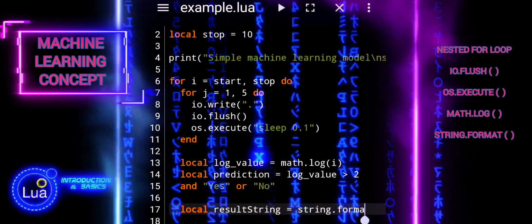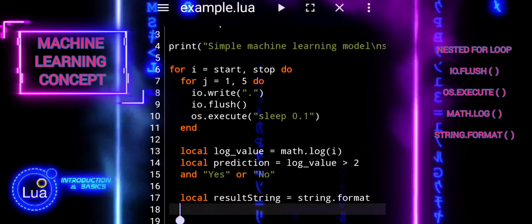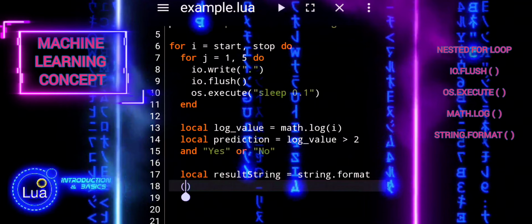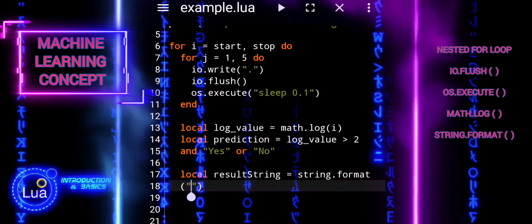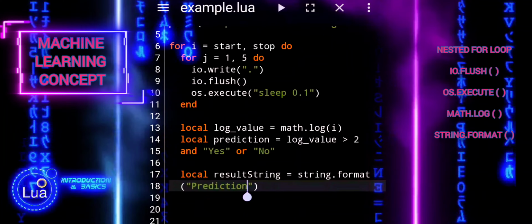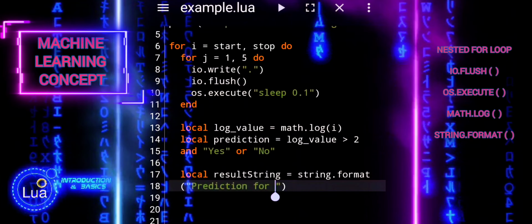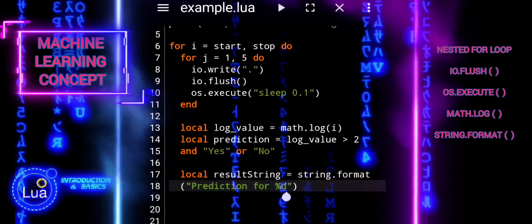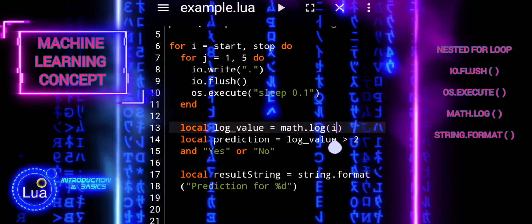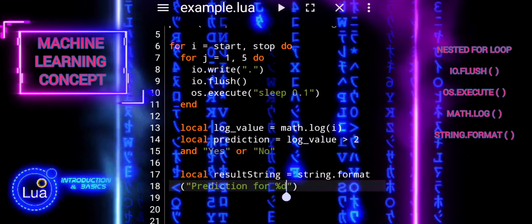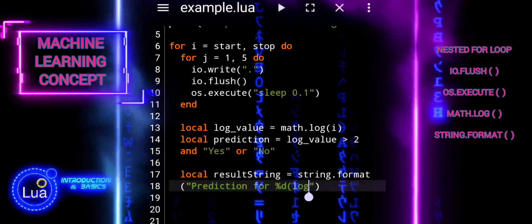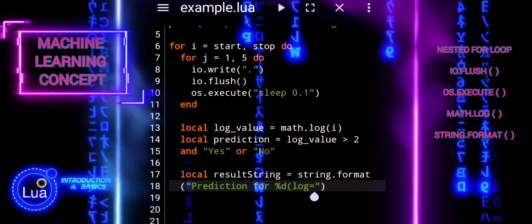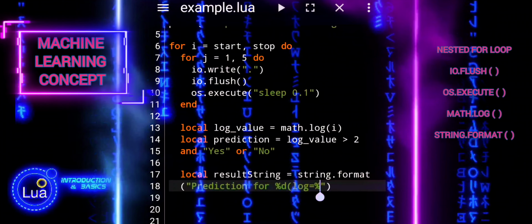local result_string = string.format. The line uses the string.format function and substitutes placeholders in the format string with corresponding values provided as arguments. The placeholders specify the format for each value: %d for an integer, in that case i; %.2f for a floating point number with 2 decimal places, in that case the log_value variable; and %s for a string, in that case the prediction variable.